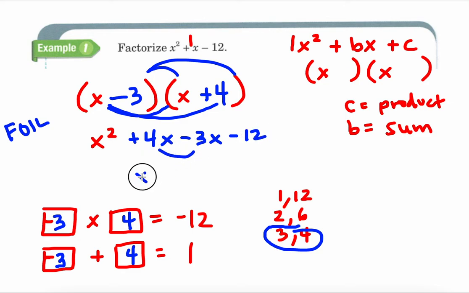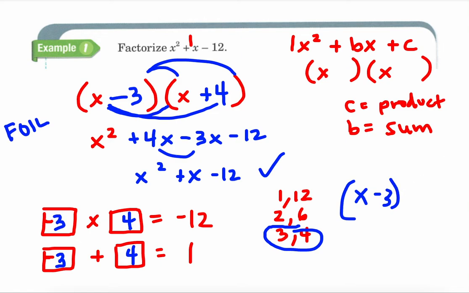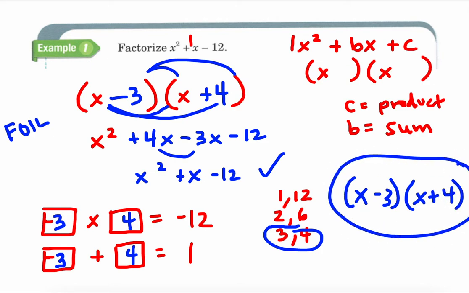And then my last terms, negative 3 times positive 4 is negative 12. Do these add up together to get me back to positive 1x? 4 minus 3x? Yes. Becomes a positive 1x minus 12. So this checks out. So my final answer, I'll rewrite it over here, is the quantity of x minus 3 times the quantity of x plus 4. Okay, and I use my shortcut.